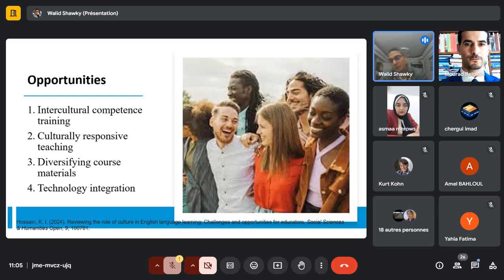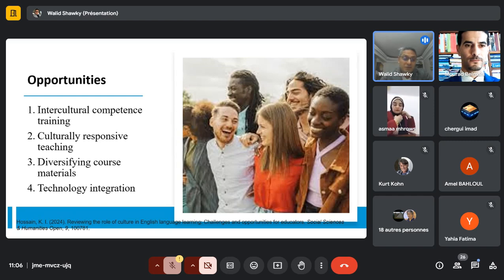So we need to teach ourselves first before we teach our students. We need to make sure that our teaching is culturally responsive to our students' needs, so the content that I provide to my students meets their expectations. It doesn't go against their values, their principles, or their religion.